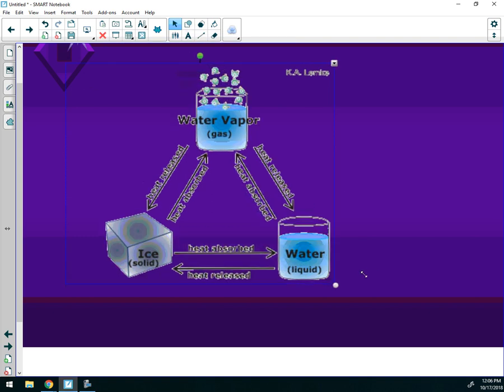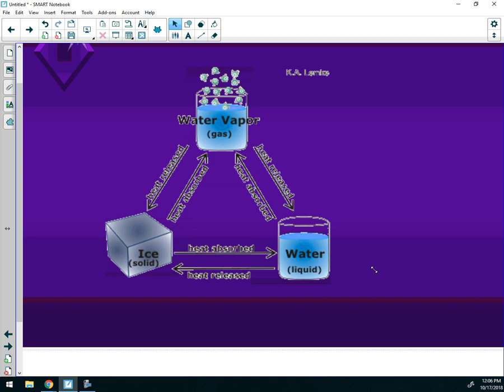Okay, so in terms of heat, let's talk about what happens. In order to have a phase change, what must you have? Energy, right? And in most cases, it's going to be energy in the form of heat. So when you go from ice to liquid, or ice to water, you have what kind of energy? Absorbed or released? Absorbed, right? Because those particles have to take in that energy in order to separate.